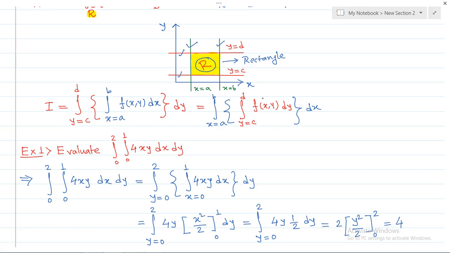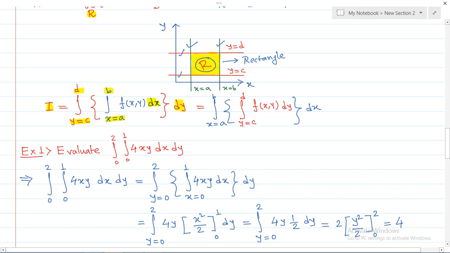If the region is of rectangular shape, then the double integration can be performed using the following formula. So what does the formula represent to us? I equals integration y from c to d, inside we will have to do integration with respect to x from a to b, f of x,y with respect to dx first. Thereafter we have to perform the integration with respect to dy.